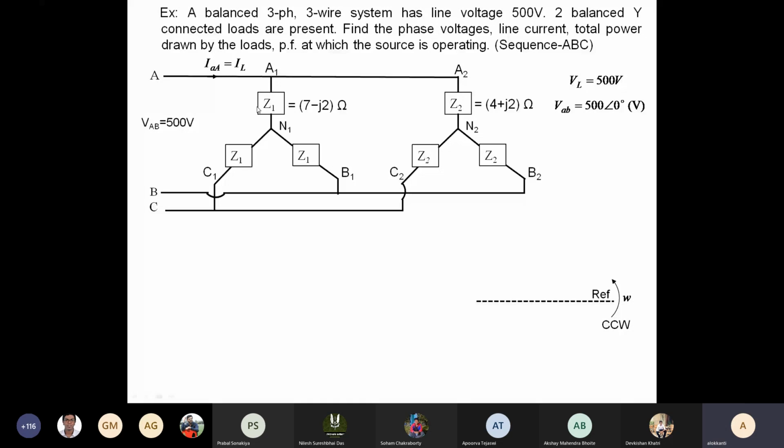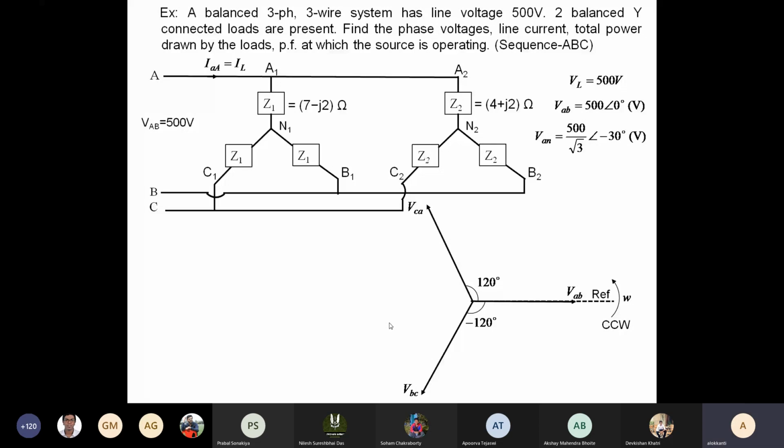So then the job is to find out the different currents in the loads, and ultimately what is the line current. By the current in the loads, what we mean is, first we have to find out the current in each of the phases of the load, and then how they combine to generate the line current. So once the line voltage is given and phase sequence is given, we know how to write down the voltages, and the phase voltage.